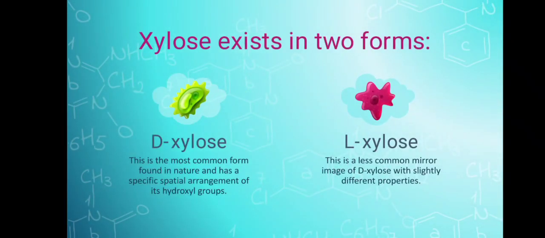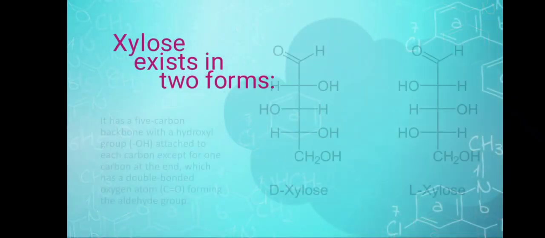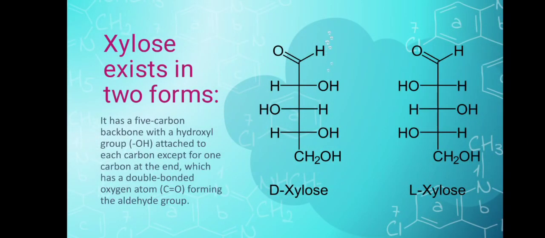Xylose exists in two forms. The D-xylose, which is the most common form found in nature, has a specific spatial arrangement of its hydroxyl groups. L-xylose is a less common mirror image of D-xylose with slightly different properties. It has a 5-carbon backbone with a hydroxyl group, OH, attached to each carbon, except for the carbon at the end, which has a double-bonded oxygen atom. See the double bond O forming the aldehyde group.